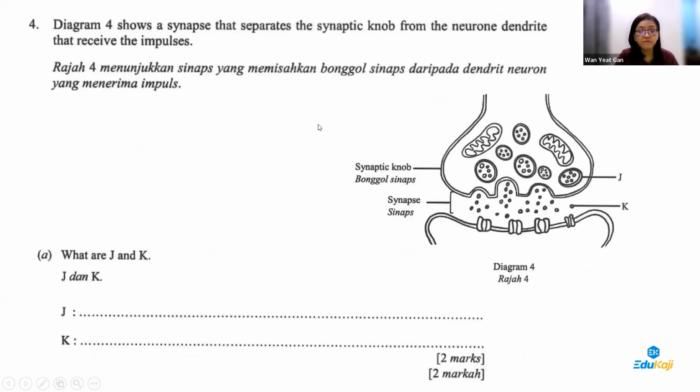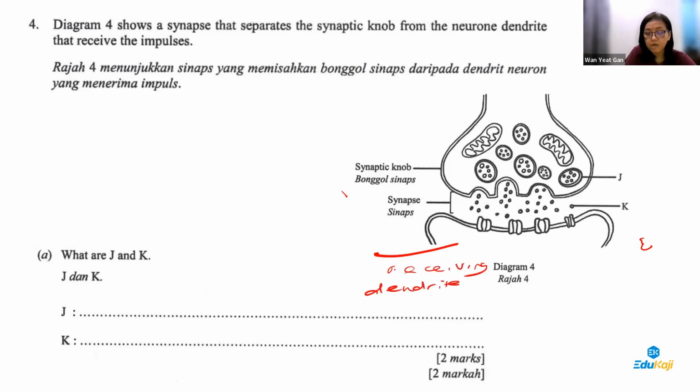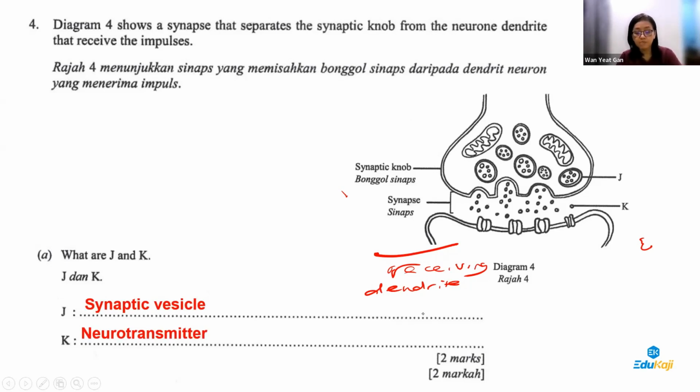Okay, next, question 4. Diagram 4 shows a synapse that separates the synaptic knob from the neuron dendrite that receives the impulse. This is the dendrite that is receiving. So you have K there and J there. What is J and what is K? J is the synaptic vesicle and K is the neurotransmitter.